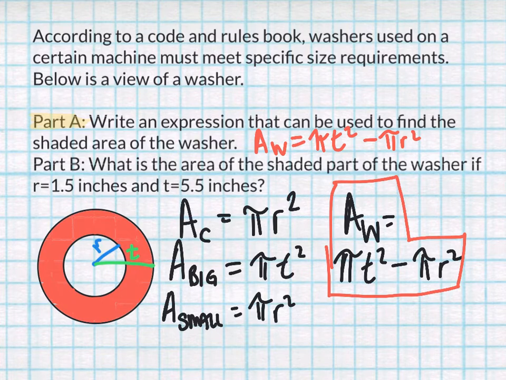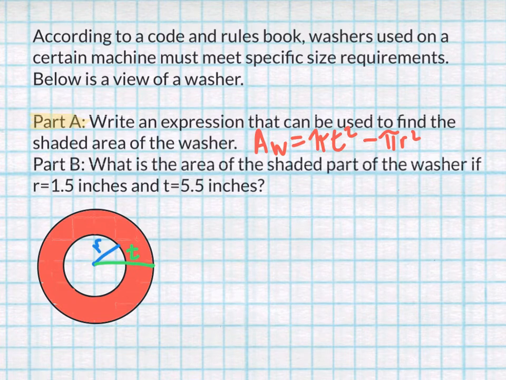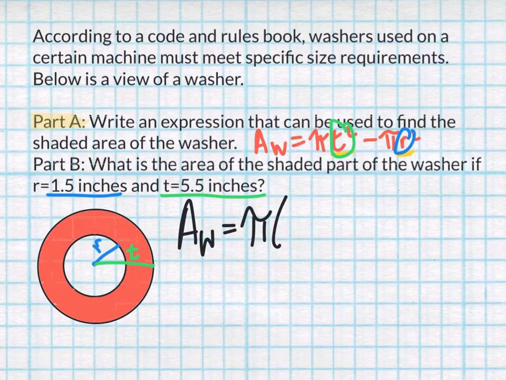Now I need to do part B. What is the area of the shaded part of the washer if R is 1.5 inches and T is 5.5 inches? This one's going to be easy. I'm just going to plug it in. Okay, so I'm going to use my expression from part A, and instead of T and R, I'm going to replace them with these values over here. R is 1.5 inches. T is 5.5 inches.